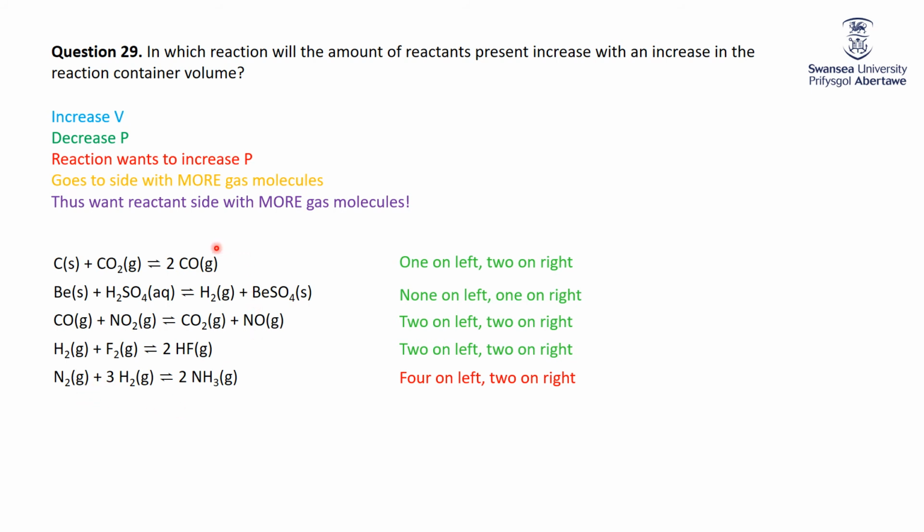This one here, if you increase the volume and so decrease the pressure, the reaction will go to the right, because there's 2 to 1. This reaction will go to the right, because the only gas is on the right. Nothing would happen here, nothing would happen. That goes back to the point on the previous question. And so the only one in which an increase in the volume, so a decrease in the pressure, will send it to the reactant side is the last one.